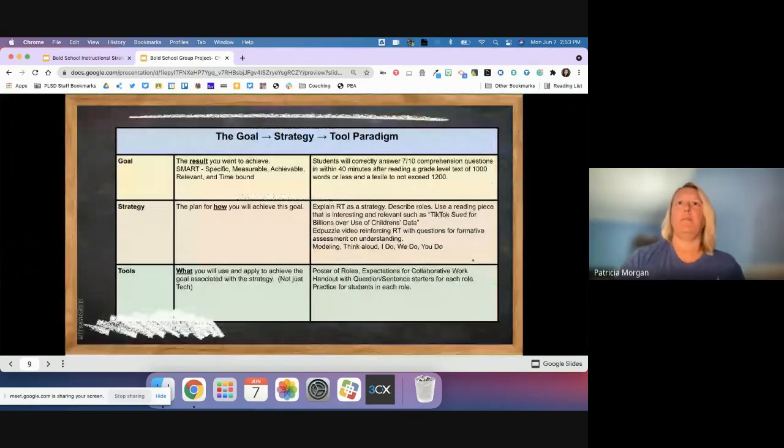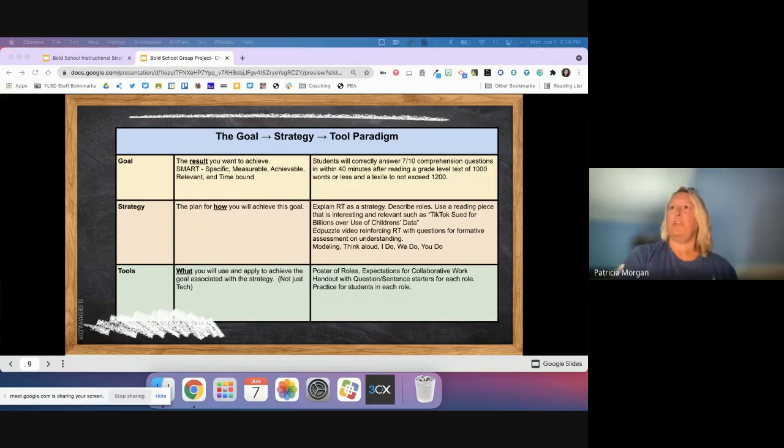So for the goal strategy tool paradigm, for our SMART goal, students will correctly answer 7 out of 10 comprehension questions within 40 minutes after reading a grade level text of 1,000 words or less, and a Lexile to not exceed 1,200. So that's like a 7th, 8th grade ELA goal based on the Ohio State tests.